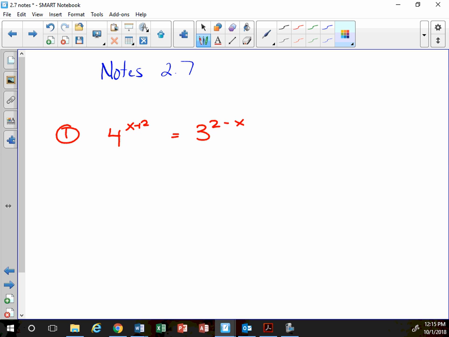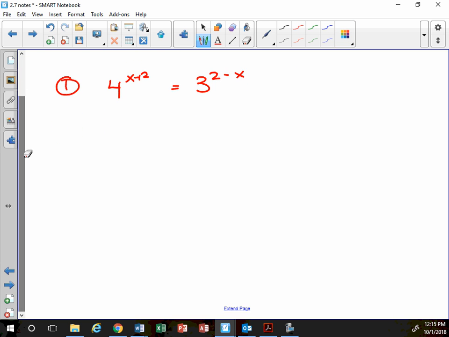So I have 4 to the x plus 2 equals 3 to the 2 minus x. So on your quiz and the homework, you've been solving these where you can make the bases match, right? Okay, can I make the 3 and the 4 match? Yeah, there's nothing nice that's going to make those match. So we have to try something different.